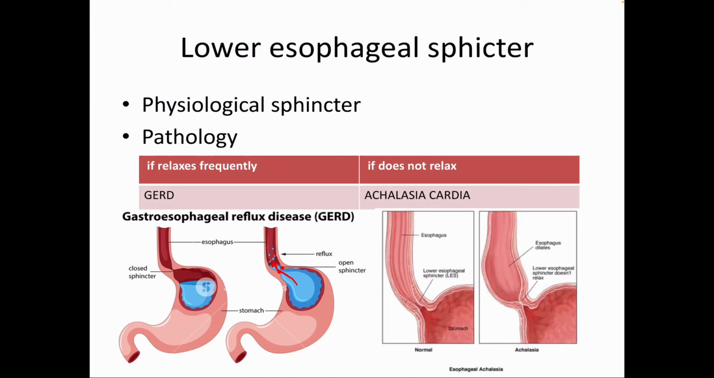The second condition is when this sphincter, which has to open during food swallowing, is chronically closed. If it does not relax at all, then food will accumulate in this particular part and the esophagus will dilate and keep on dilating. This condition is known as achalasia cardia.